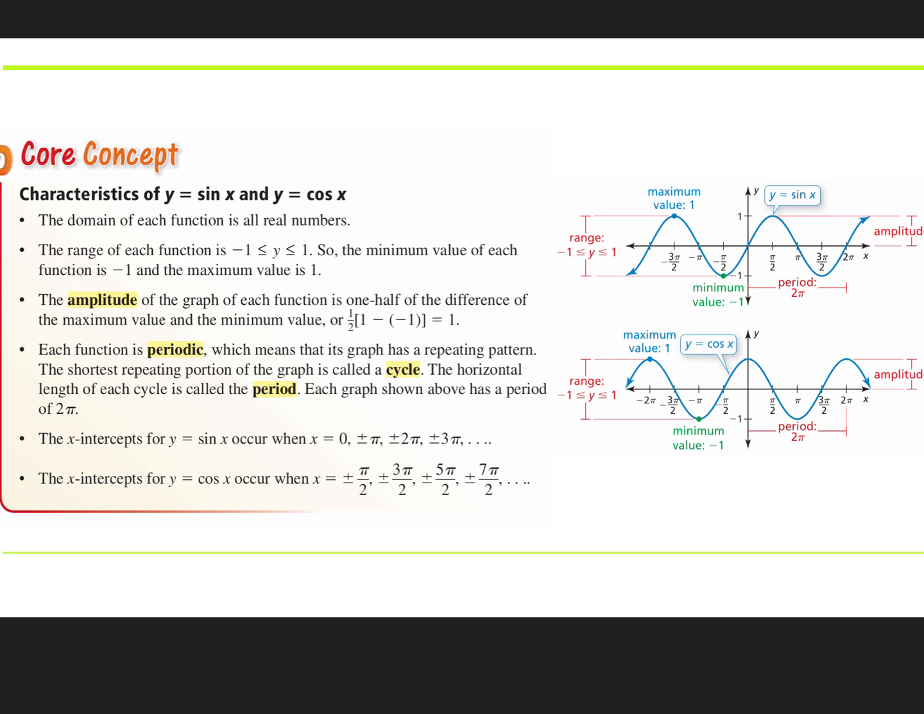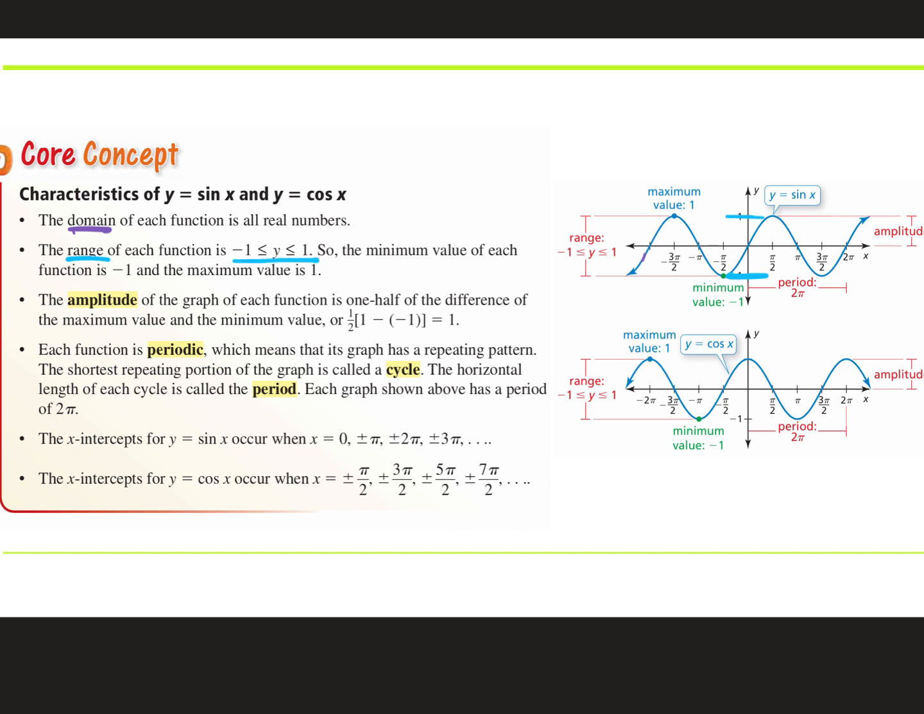So the domain of each function for both sine and cosine is all real numbers. So it goes forever in the left direction and forever in the right direction. Notice these arrows, our graph just continues that same shape, forever in the left and forever in the right. So that's why our domain is all real numbers. Domain talks about x values, which are left and right. Now our range, our graph doesn't go higher than 1 and doesn't go below -1. So our range is from -1 to 1.